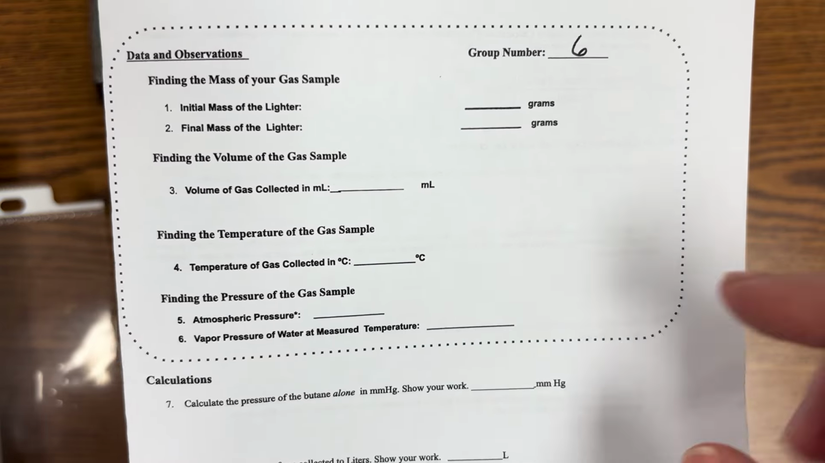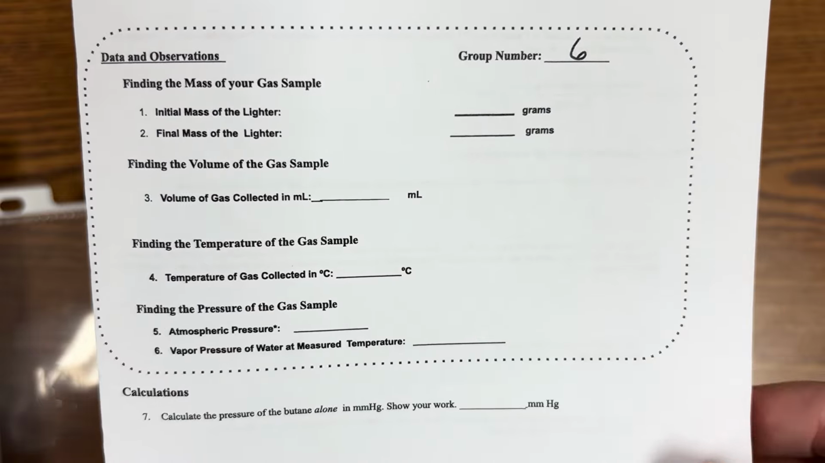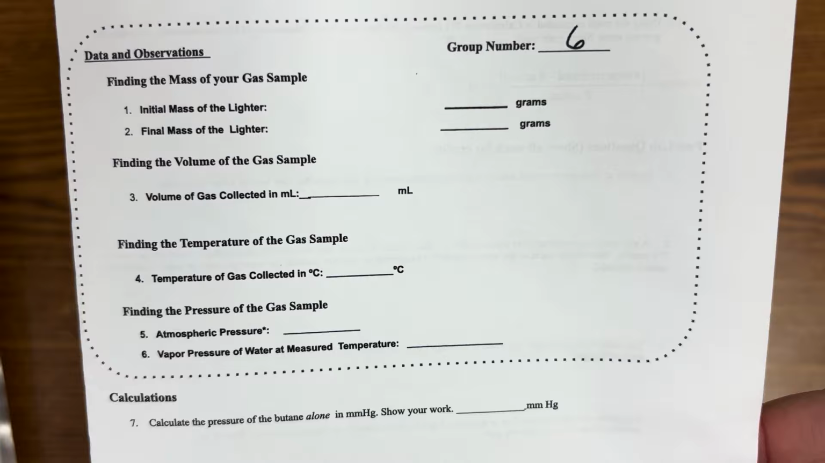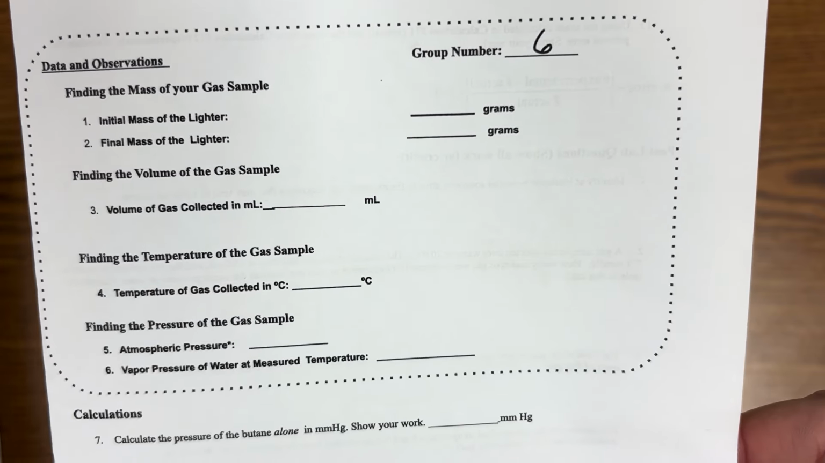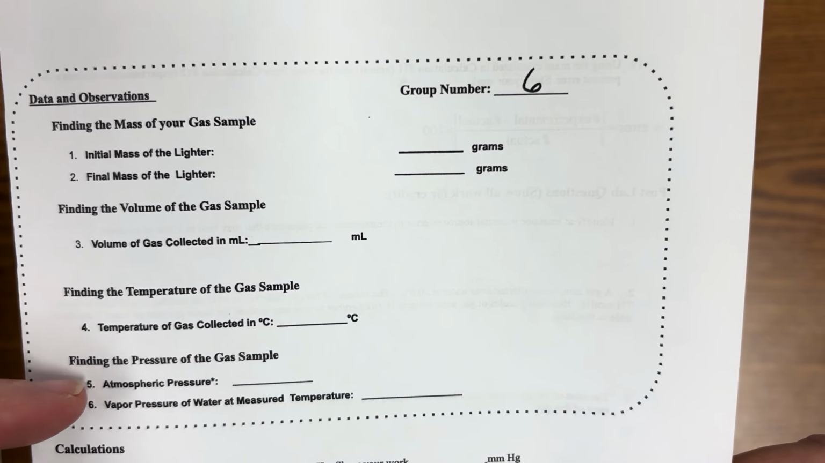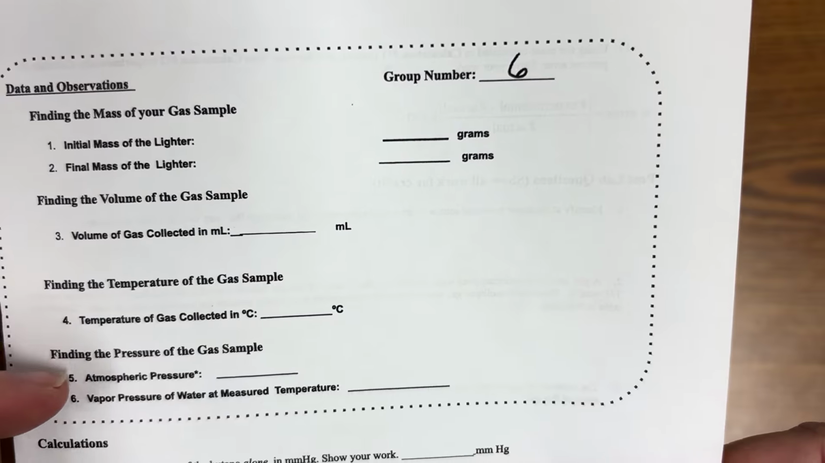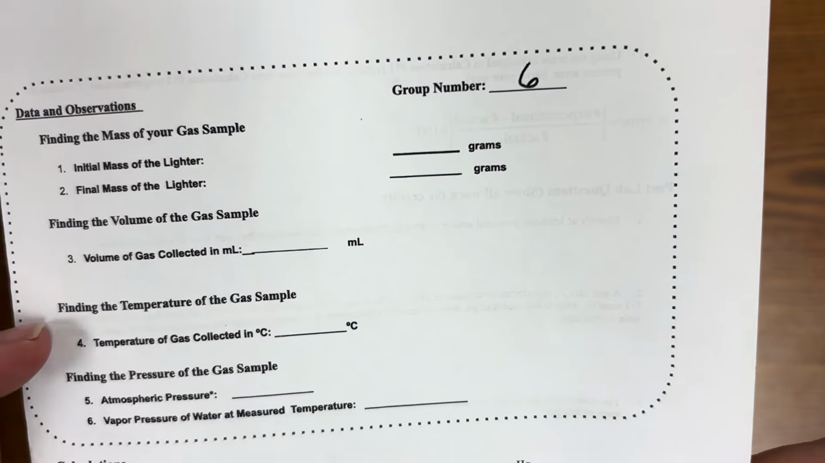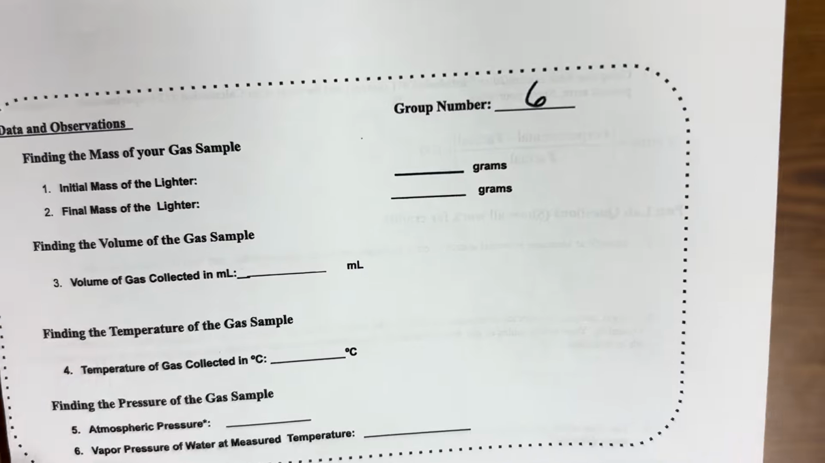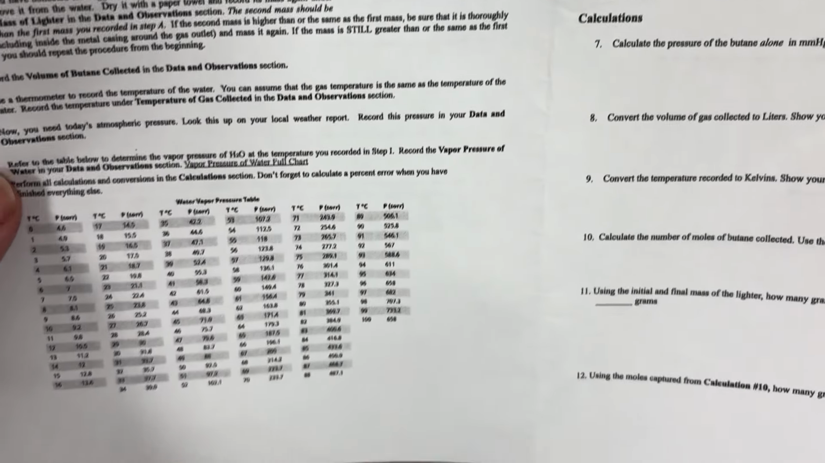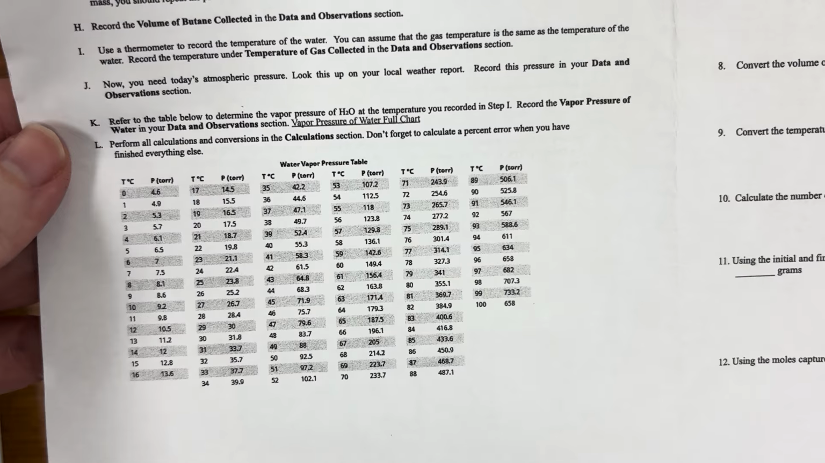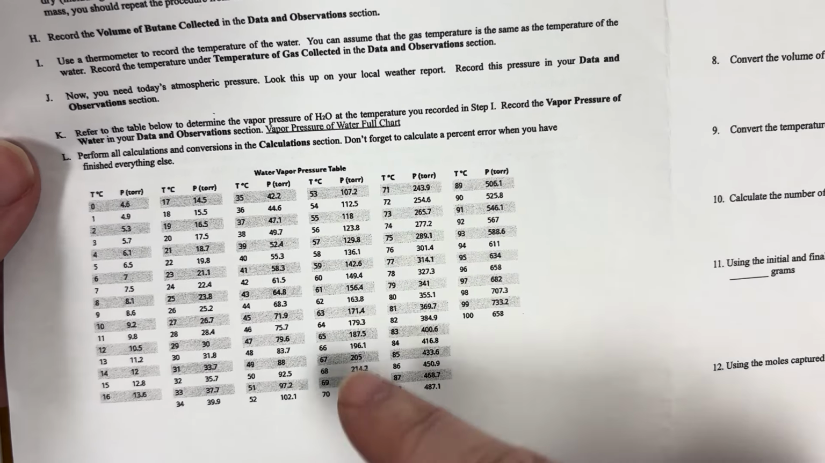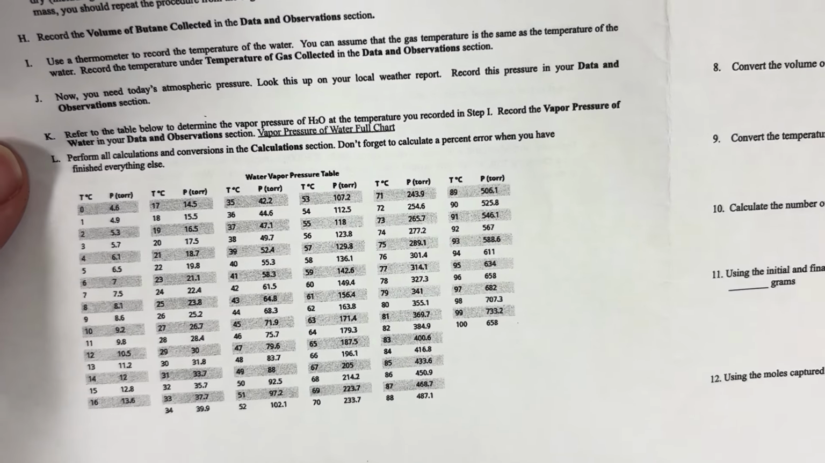And then atmospheric pressure is something that we will give to you tomorrow. We might actually put it on these papers as well so that it's on the group data. But that's something that we'll look up tomorrow and have available for you. To find the vapor pressure of water, you're going to use the temperature from number 4 and the vapor pressure table on the left side. So you'll look for the temperature, and then the temperature will tell you what the pressure is in torr.